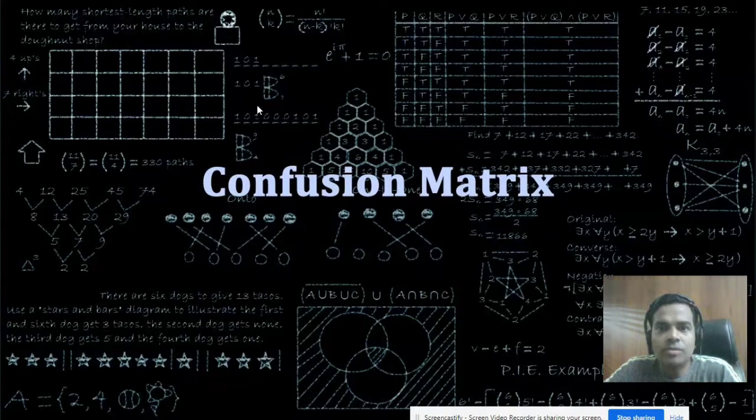My name is Alam. So today we will start confusion matrix, which is not so confusing, and we will just see how confusion matrix works. So let's start.